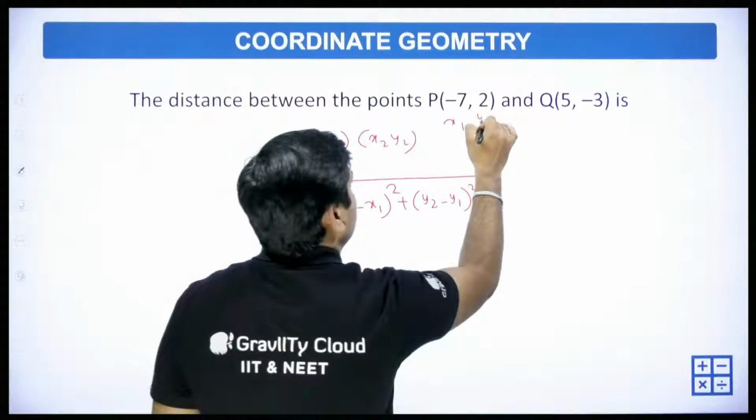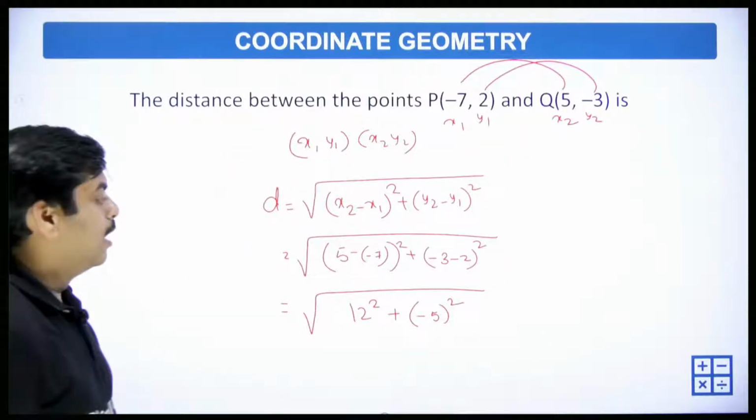12 square plus minus 3 is minus 5 square. So 12 square is 144, plus 5 square is 25. So root over 144 plus 25, which is 169, and root 169, if I am not wrong, is equal to 13 into 13. So that answer will be 13. The distance between these 2 points, minus 7 comma 2 and 5 comma minus 3, is 13.